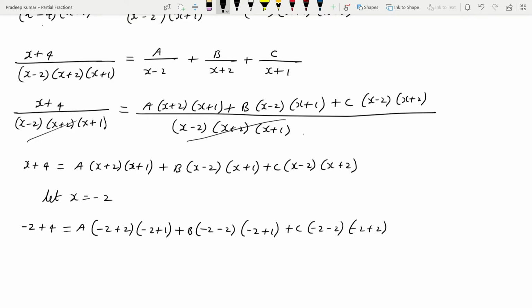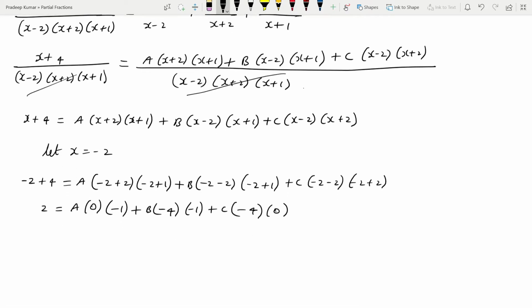Alright, so -2 plus 4 is how much? That is 2. So that is A into this -2 plus 2, which is 0, and this -2 plus 1 is nothing but -1. So plus B into, this -2 minus 2 is -4, and this -2 plus 1 is -1. Plus C, this -2 minus 2 is -4, -2 plus 2 is 0. I think till now everything is clear.